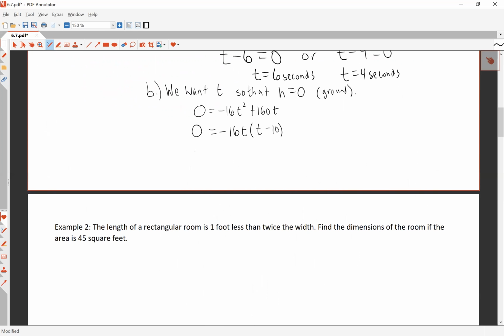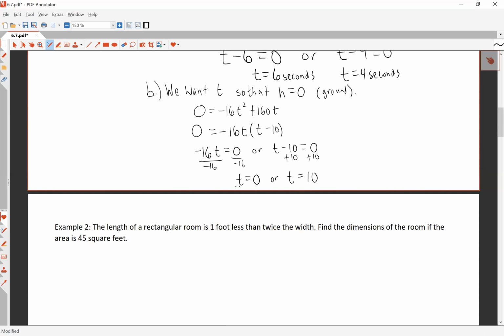We set the two factors equal to 0. Negative 16t is 0, or t minus 10 is 0. If negative 16t is 0, we divide by negative 16 and we get t equals 0. If t minus 10 is 0, we add 10 and we get t equals 10.